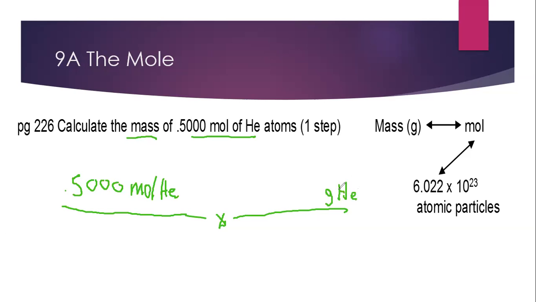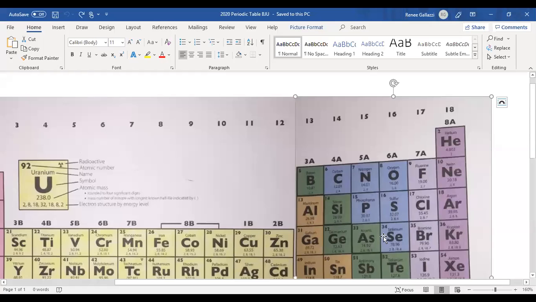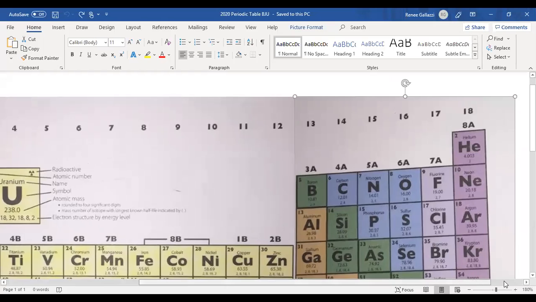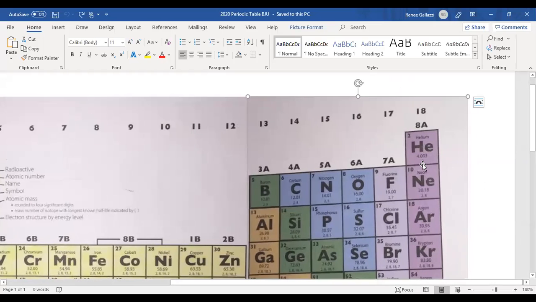Now where do I get this number for grams of helium? Anytime you see the word mass or grams, we need your periodic chart. So we would go over here and go to helium. Helium's up here in the right corner, and you can see the mass for helium is 4.003 grams. So we're going to go back and put that on the screen.